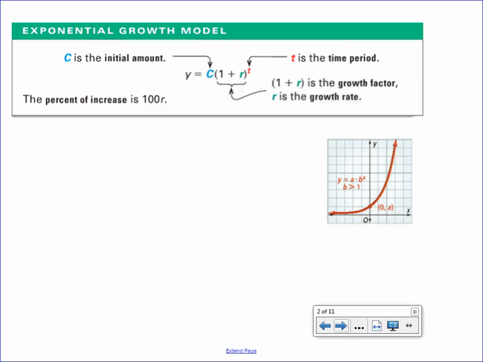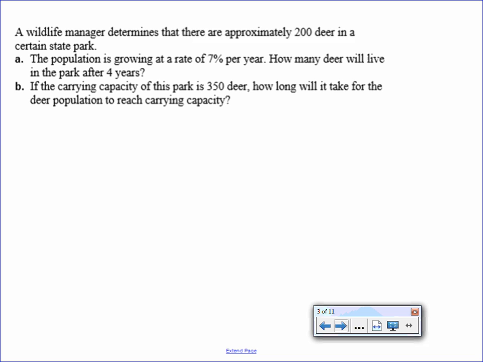So what kind of things are we going to be doing? You might see something like this. A wildlife manager determines that there are approximately 200 deer in a certain state park. The population is growing at a rate of 7% per year. How many deer will there be in the park after 4 years?